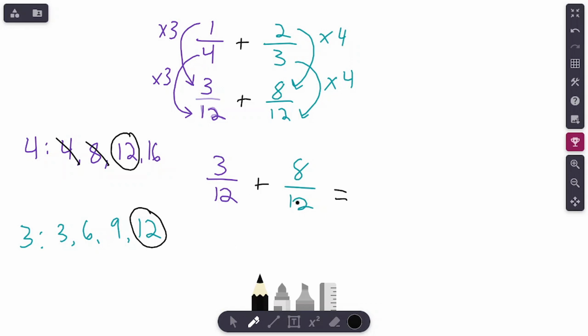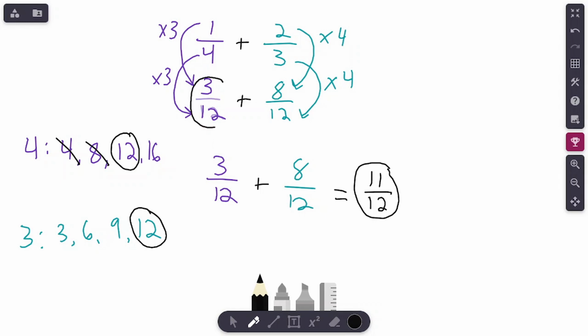Are the denominators the same? Yes. Because they're the same, now it's really easy for us to add. Denominators stay the same. Add the numerators. 3 plus 8 gives you 11, and our answer is 11/12. Now I've got a couple of questions for you. Okay?